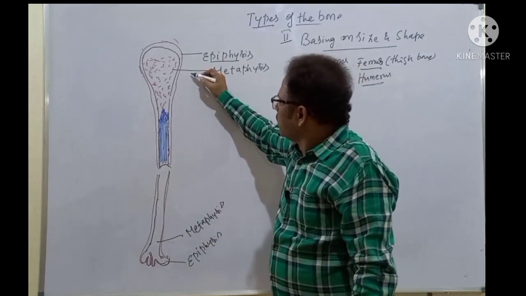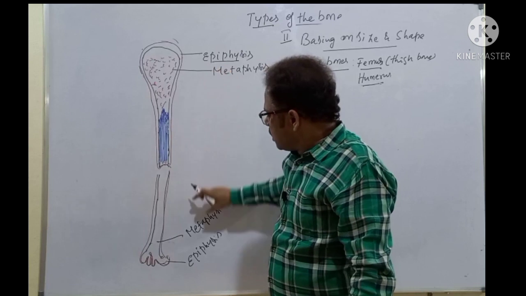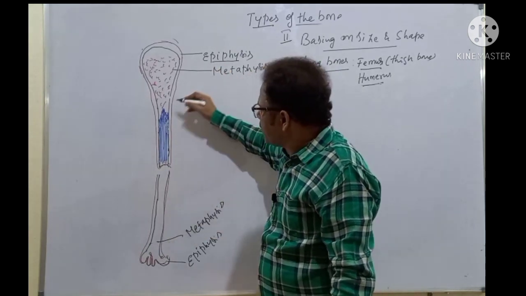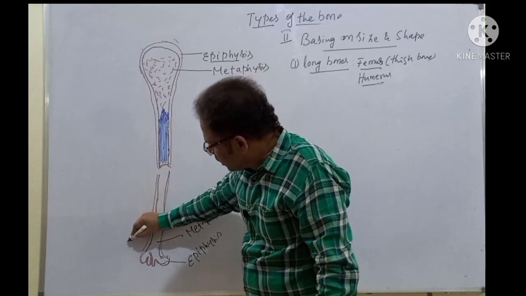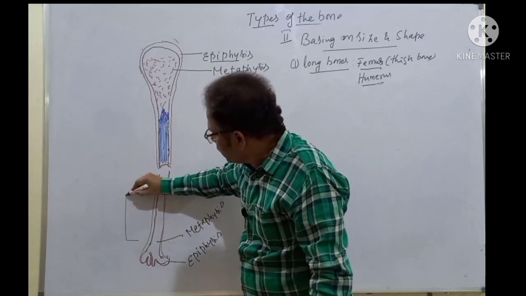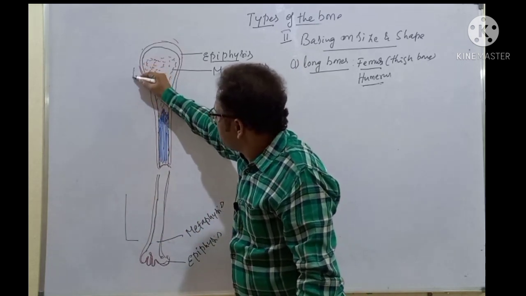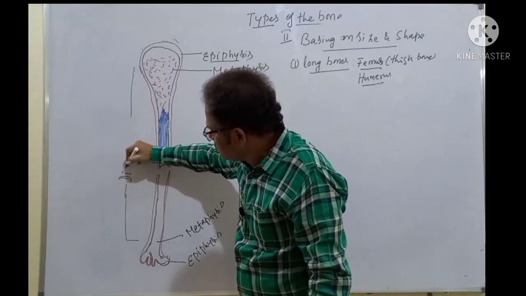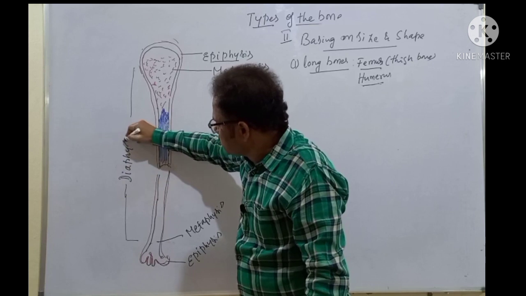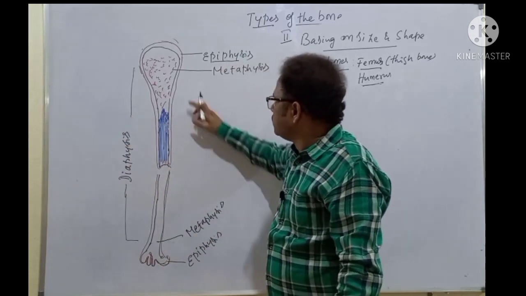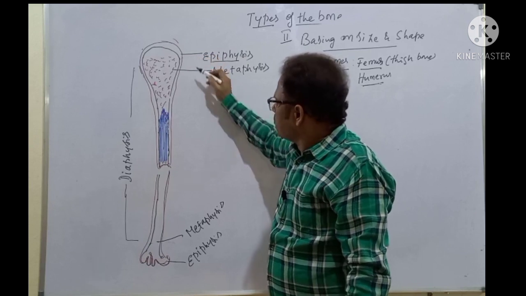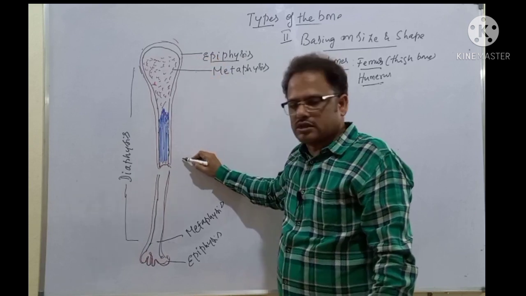So see here, between the two metaphyses there is a part of the bone, from here to here. This is called the diaphysis. Diaphysis of the long bone. This is the diaphysis here. So epiphysis, metaphysis, diaphysis. That's a sequence.